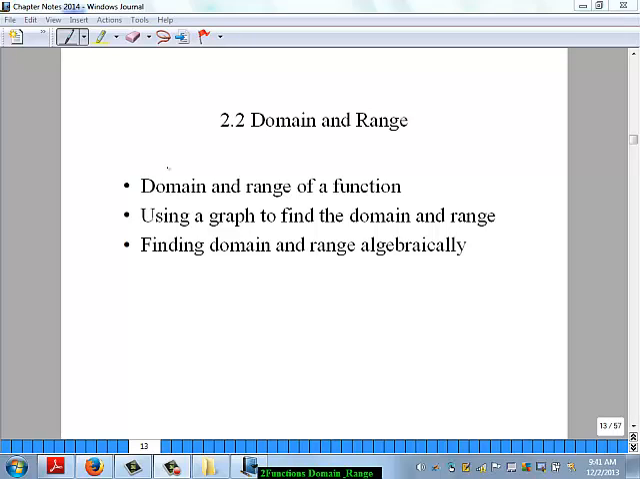Okay, we're going to be talking about some domain and range, and this is the introduction, and we're going to do more videos, but this is just the beginning. The domain and range of a function, and just recall that the domain are your inputs or your x values, your range are your y's or your outputs. And we're going to use a graph to find domain and range, and we're going to find domain and range algebraically.